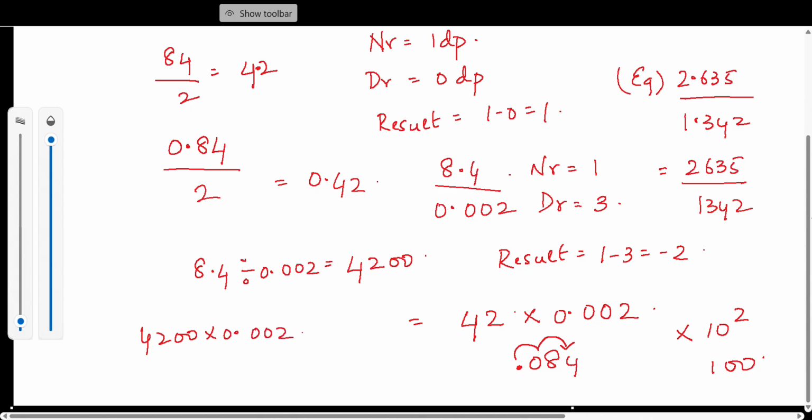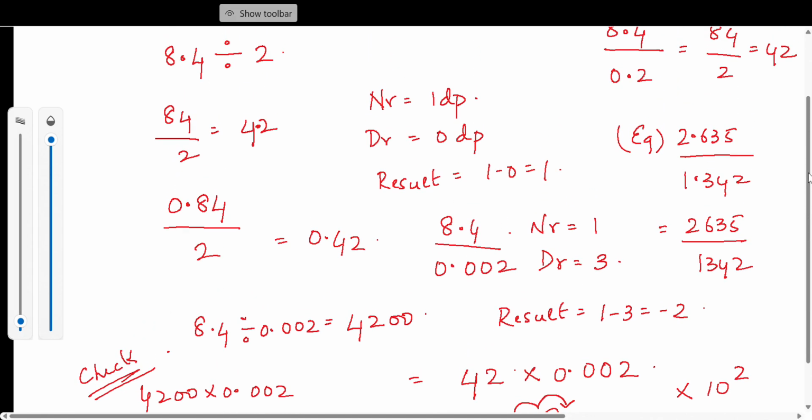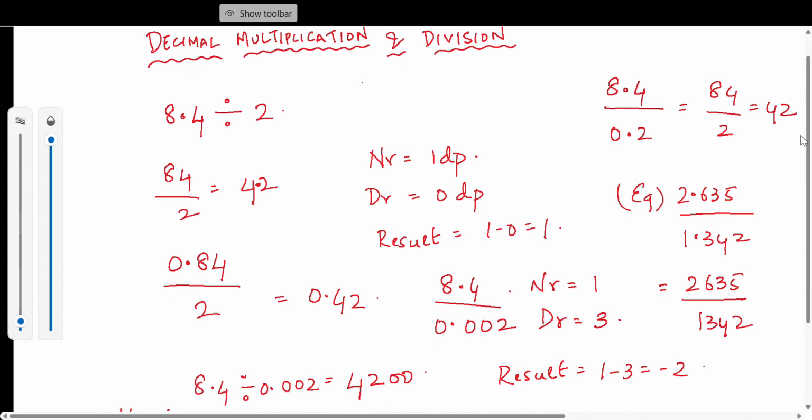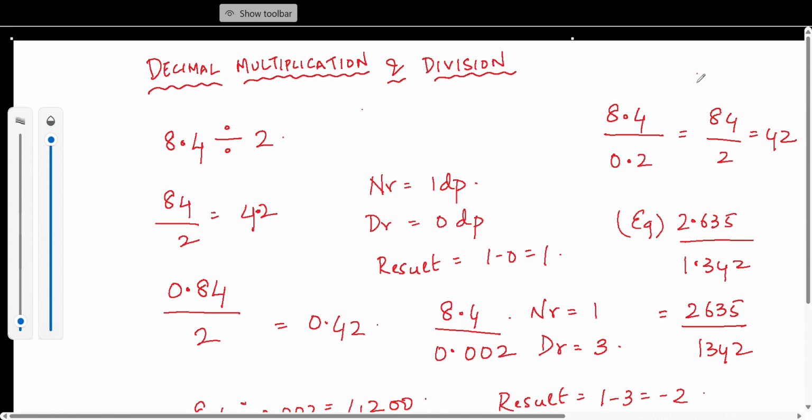Now check 4200 into 0.002. How would you check this? 42 into 2, 84. Now 2 zeros here. So if there are zeros in the numbers you multiply, you add them. That's normal multiplication. Plus here 3 decimal places. So 1, 2, 3. It does give us 8.4. So the result is indeed correct. If you remember this particular method, it will be very easy to do multiplication and division with decimals, especially when we do not have a calculator and we have to do it manually. Thank you.